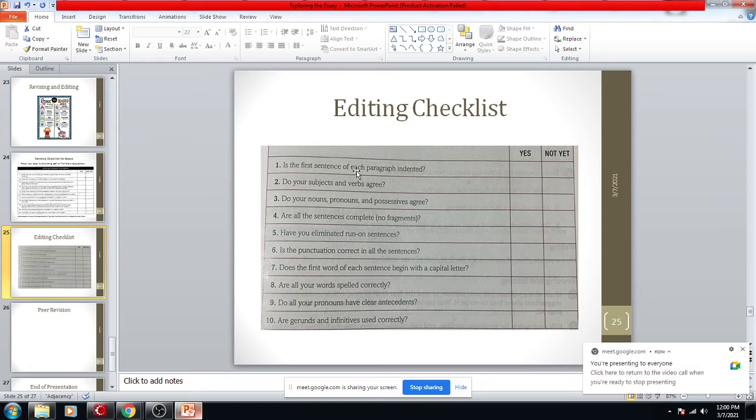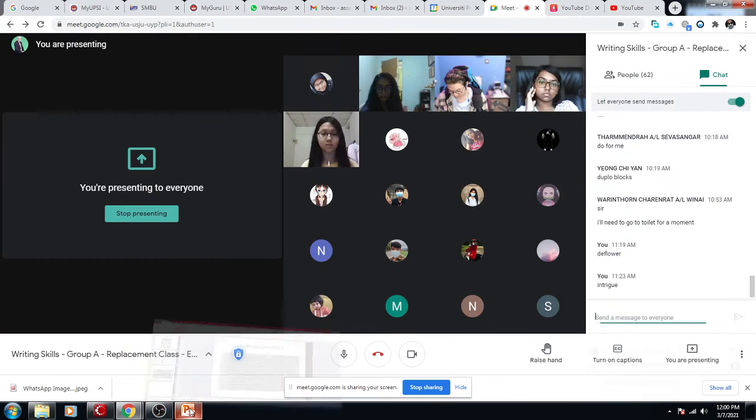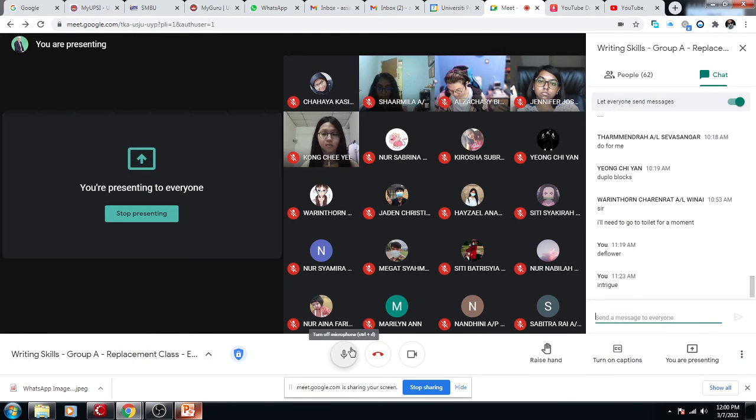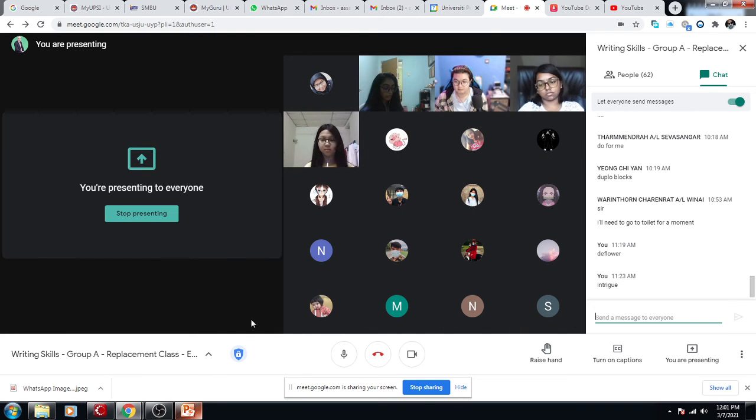Is the first sentence of each paragraph indented? Do your subjects and verbs agree? Do you dangle your modifiers? Do you split your infinitives? You check whether your infinitives are split or not, and whether your modifiers are dangled, in public, where everyone can see. This is what you check as you edit.